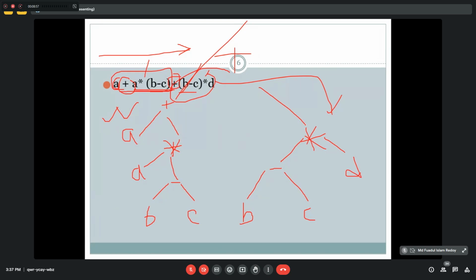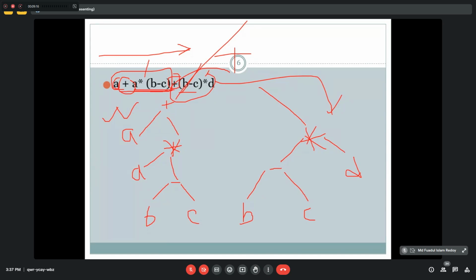Sir, I didn't understand, why did you put plus first? Who are you? Please mention your name. Shorna Yasmin. So syntax tree we also discussed in the introduction chapter. And what is your confusion? Please ask.